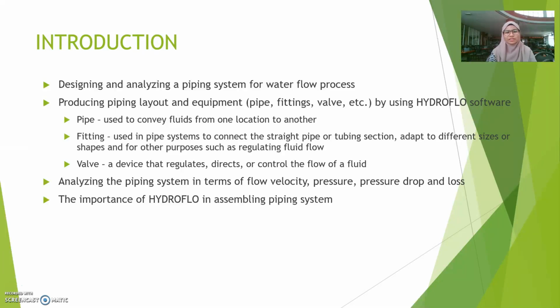A fitting is used in pipe systems to connect straight pipe or tubing sections, adapt to different sizes or shapes, and for other purposes such as regulating fluid flow. A valve is a device that regulates, directs, or controls the flow of a fluid. We also want to analyze the piping system in terms of flow velocity, pressure drop, and loss. Lastly, we want to know the importance of Hydroflow in assembling a piping system.